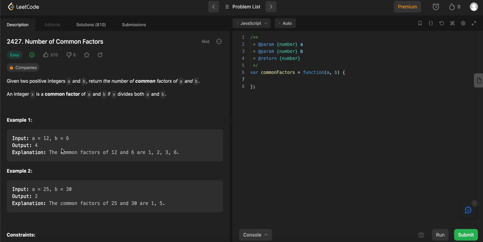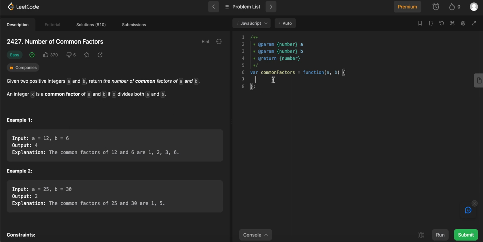If we take a look at this first example here, if our first number is 12 and the second number is 6, the common factors of 12 and 6 are 1, 2, 3, and 6. Those are the numbers that divide into both 12 and 6 without a remainder. And so our output will be 4 for this example because there are 4 numbers that are common factors of both 12 and 6.